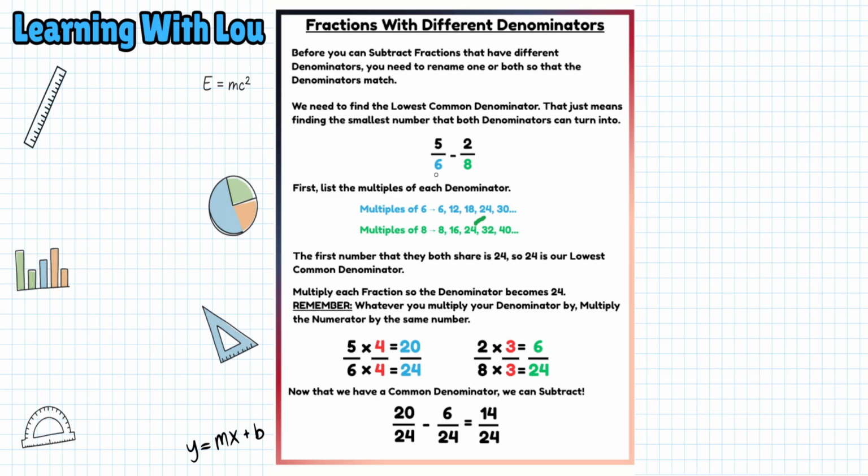So now instead of 5/6 minus 2/8, I have 20/24 minus 6/24, which gives me an answer when I subtract: 20 minus 6 is 14/24. Remember, now that we have the same denominator, when we subtract our fractions, you really just subtract the numerators. 20 minus 6 is 14, and then you keep your original denominator, 24.